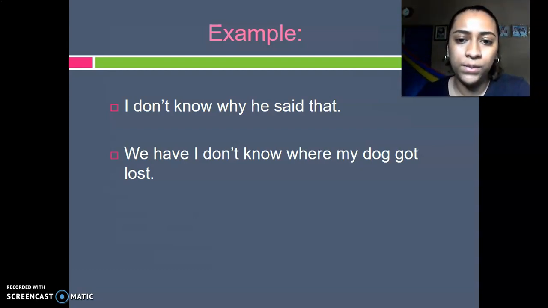There we see a complex sentence. This is the independent one and this is the dependent one, which is the noun clause because it is the dependent in a complex sentence. And in the last one, we have: I don't know where my dog got lost. This is a complex sentence. This is the independent clause, and this is the dependent one, which is the noun clause.